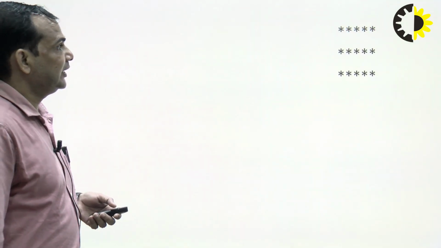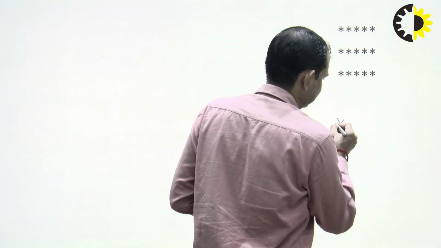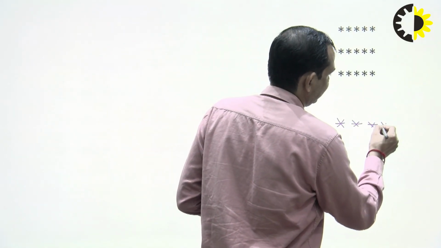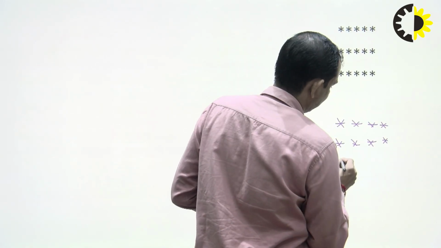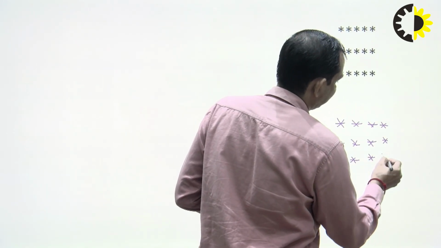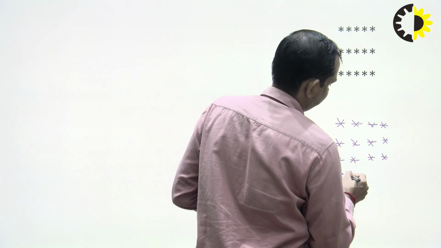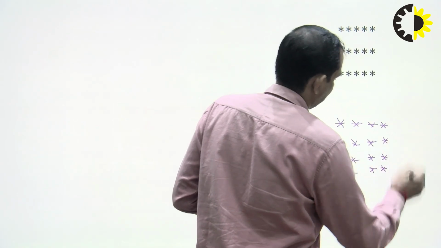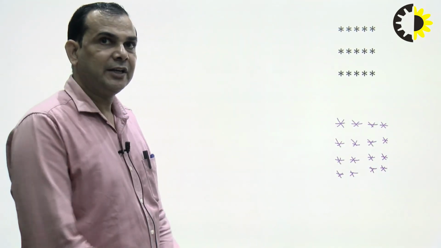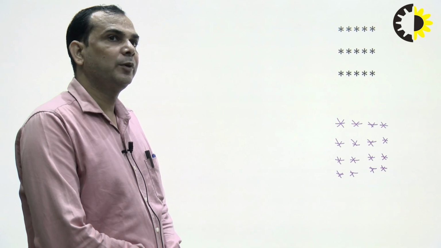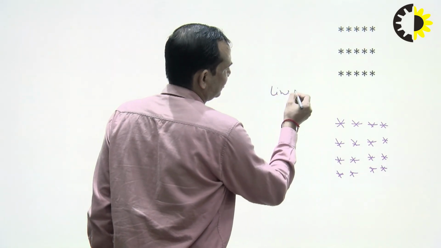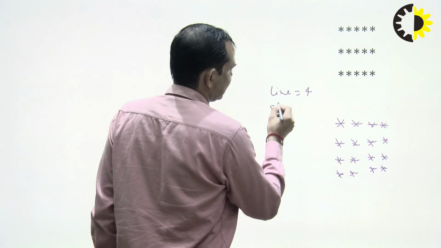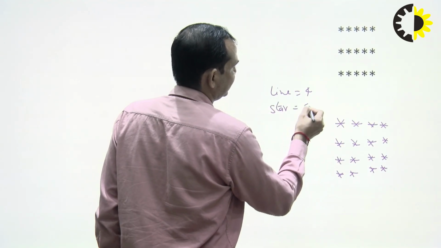Suppose we had to print one pattern previously, and we have used how many lines we have to print. Suppose the number of lines is 4. And how many stars do we have to print? We have to print 4 stars in each line, meaning the line value is already 4 and the number of stars in each line is equal to 4.